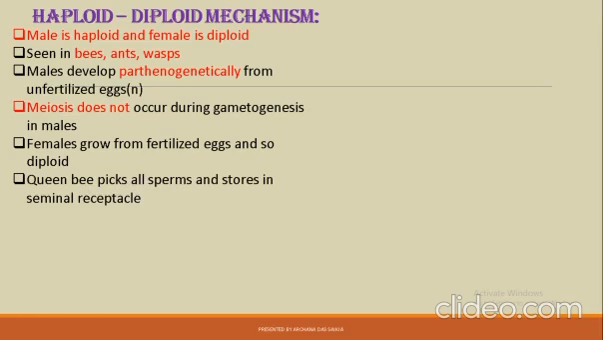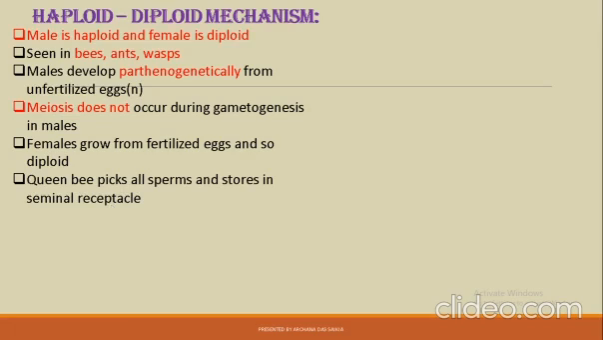This is the nuptial flight, or nuptial copulation. She will pick up all the sperms from some specific drones and store them in her body. In her reproductive system, a structure called the seminal receptacle is present. She will store all the sperms in it.